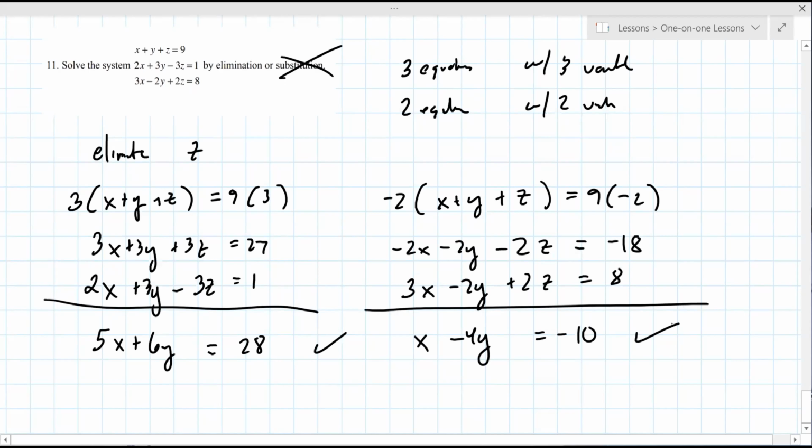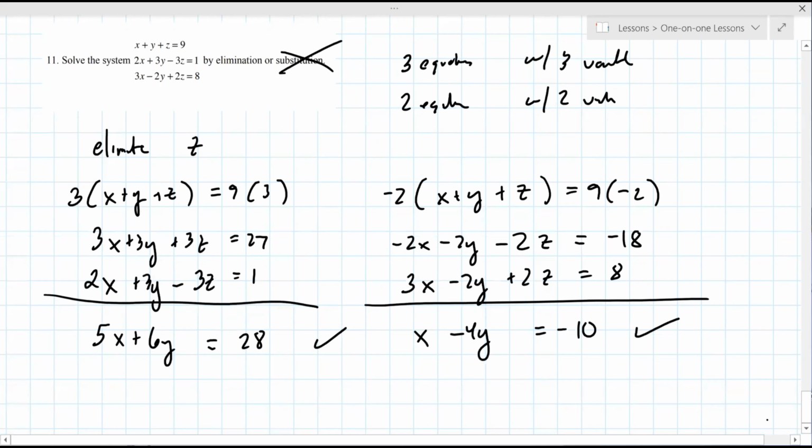So have I reduced this to 2 equations with 2 variables? Yes. And they have to be the same variables. It doesn't do you any good to get it to x and y and then y and z, or any other variation on that. Now the solving of this is really the same as the previous.